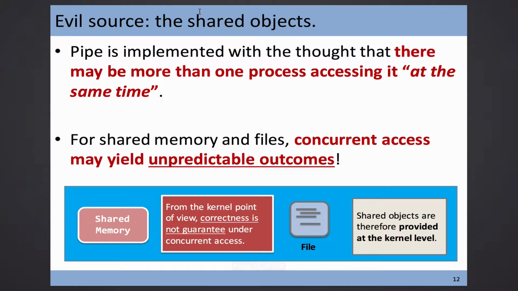Now, from a kernel point of view, the pipe is correctly done. Nobody can break its implementation. But there is some restriction. The pipe has a left end and a right end, right? The left end must be one process. The right end must be another process. So at most, there are only two players for a pipe.